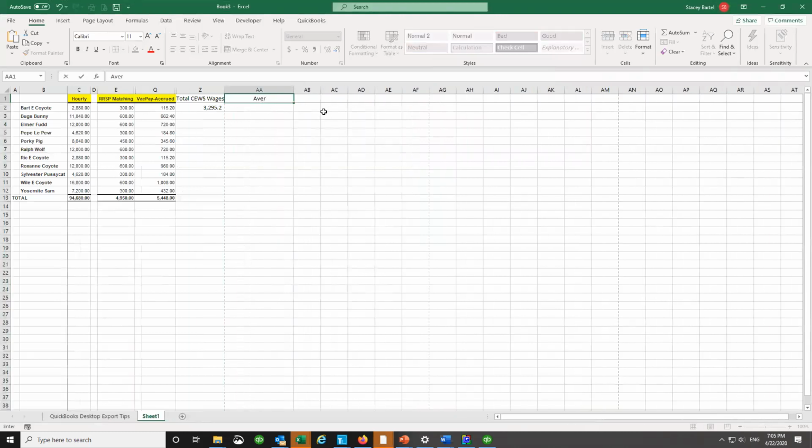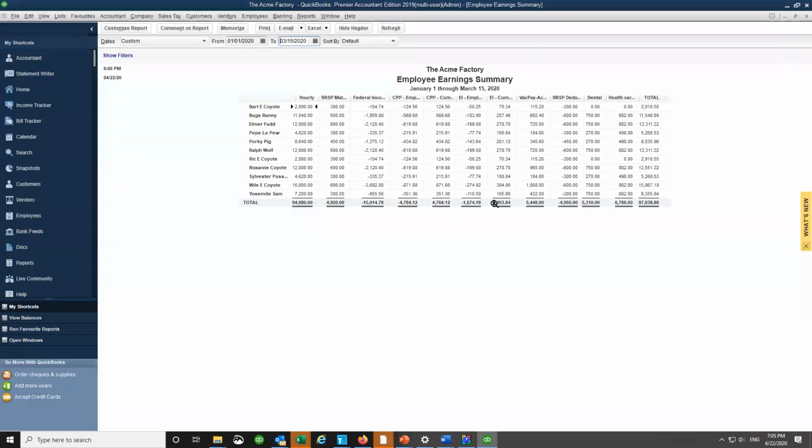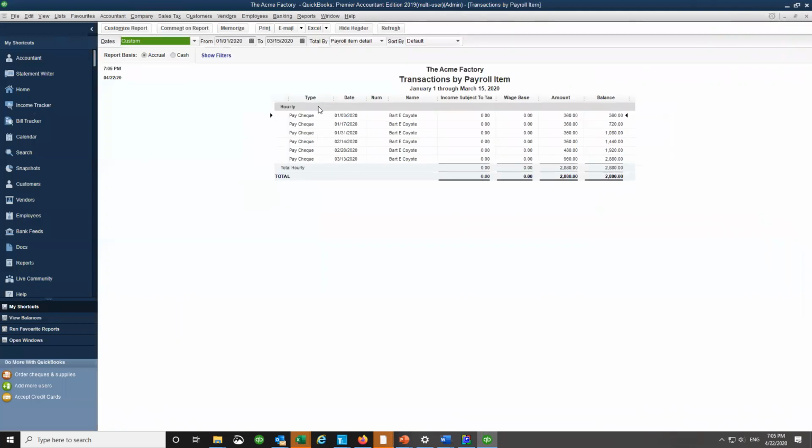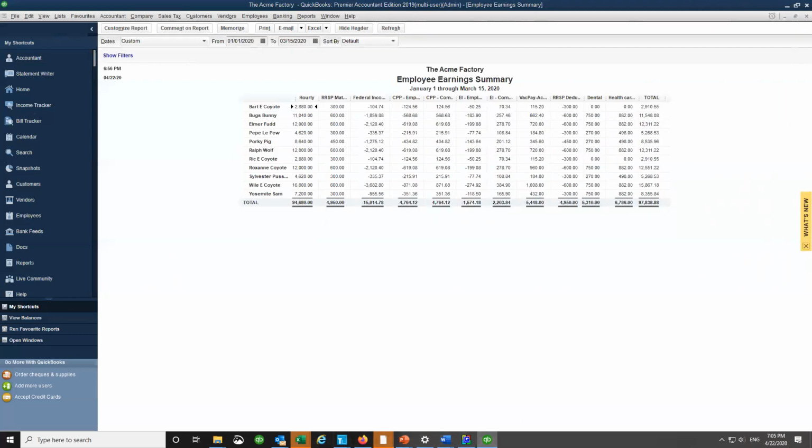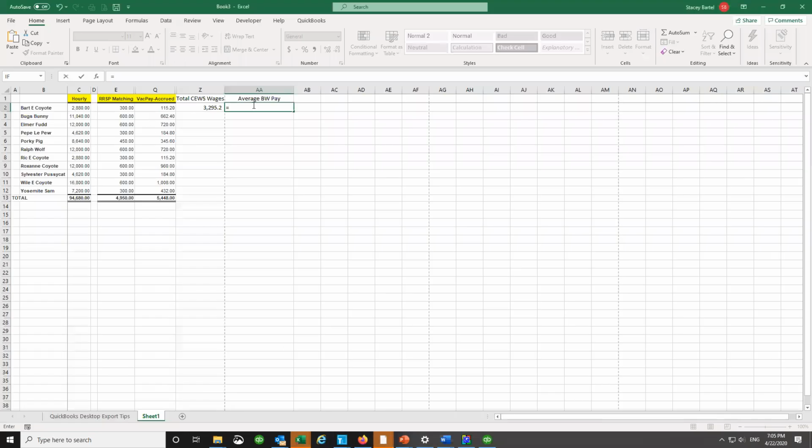So average biweekly pay. Let's go back into our report, because this is the total for that period of time. One thing we didn't look at is how many payroll periods we had in that period. Let's double click on one here and drill down. This was our January 3rd, 17th, 31st, February 14th, 28th, and March 13th pay. So that's 6 payroll periods altogether. We're going to close this, go back into our workbook, and go equals the total amount divided by 6. For Bart Coyote, his average biweekly pay was $549, but Bart is a part-time employee.